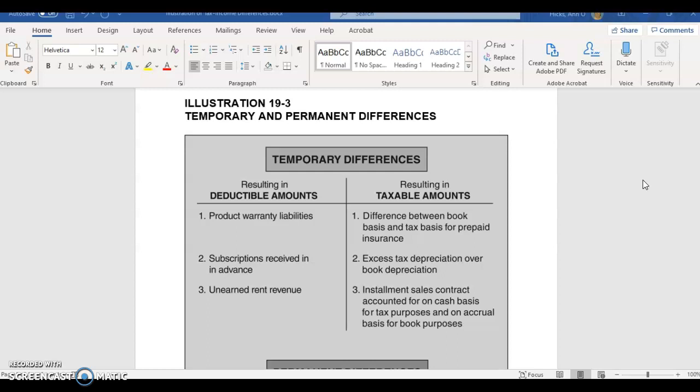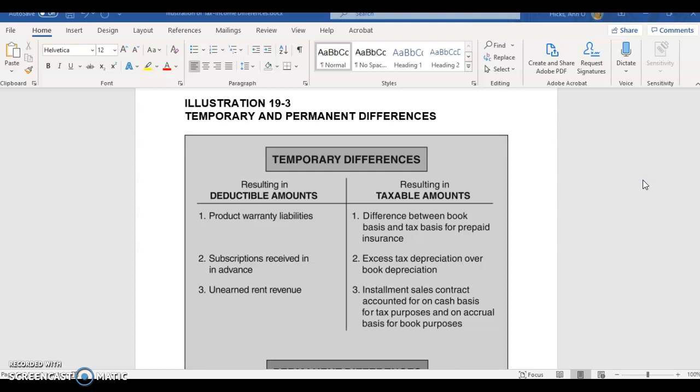Future deductible amounts such as product warranty liabilities. From a financial perspective, we're going to recognize warranty expense in the year of the sale of the product that's being warrantied. The IRS doesn't allow you to deduct those items until you actually pay for them. So that's going to be a future deductible amount, which will yield a deferred tax asset. Subscriptions received in advance is another example of that. That's the example that we walked through for our deferred tax asset.